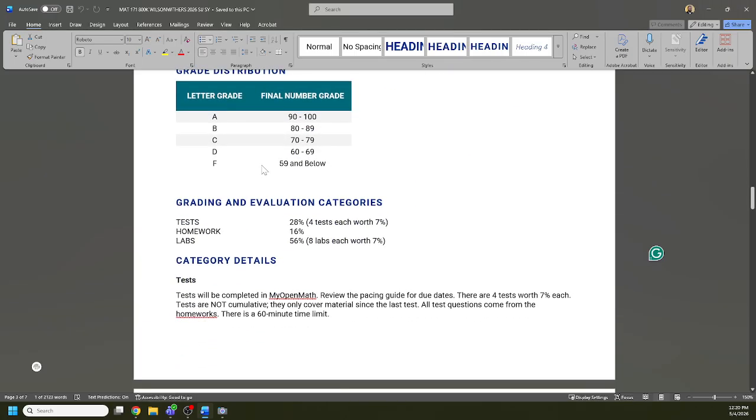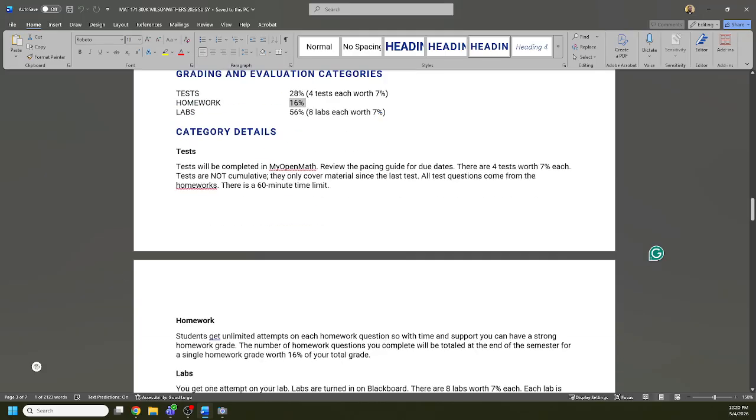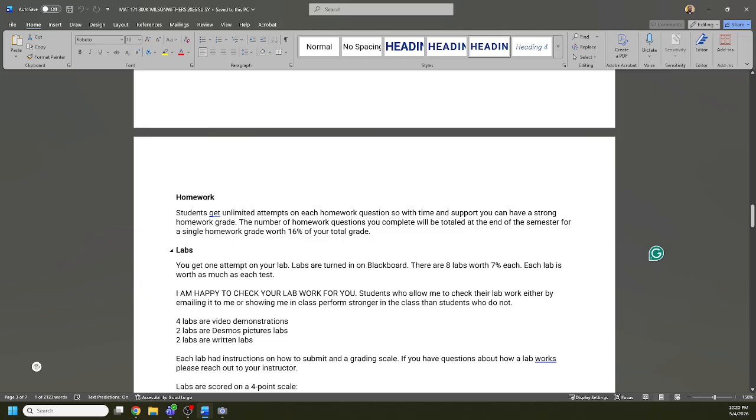We use the 10-point grading scale. How is your grade calculated? There are 8 exams worth 7% each. That's 50% of your overall grade. 4 labs worth 7% each. Each lab is worth as much as each test. The other 16% of your grade comes from the homeworks. We talked about tests. We talked about homeworks.